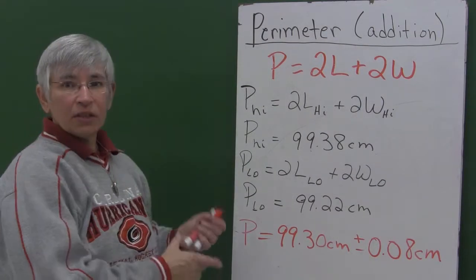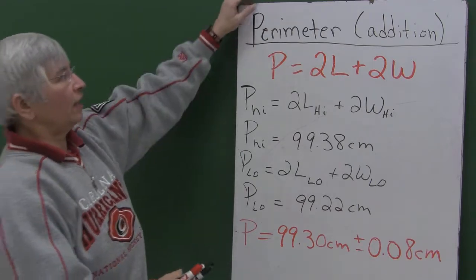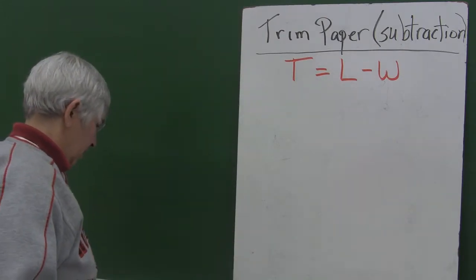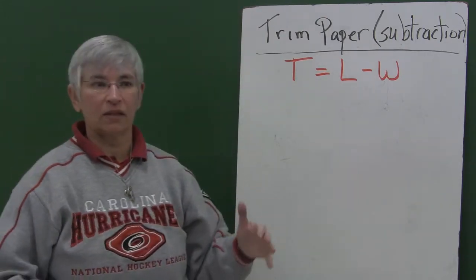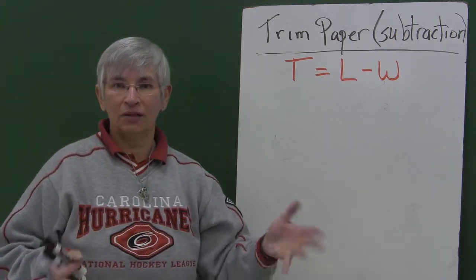We've seen what happens with the property of addition. Now what we want to look at is what happens when you have subtraction taking place. And in this case, the example I'm choosing is to take the rectangular piece of paper and trimming off enough so that it becomes a square.